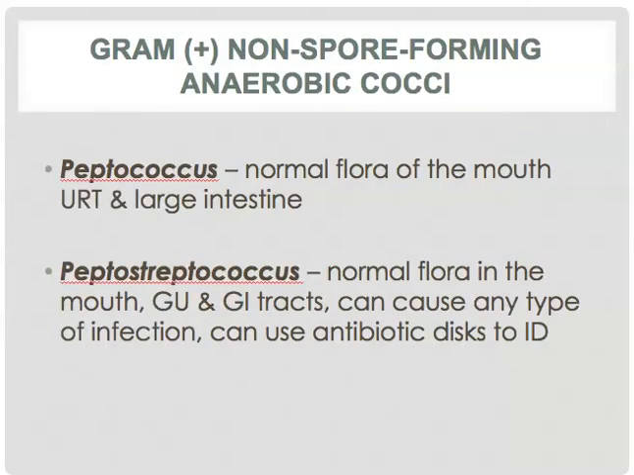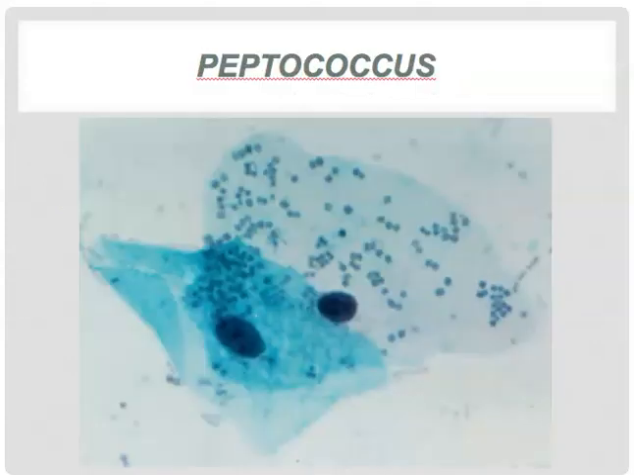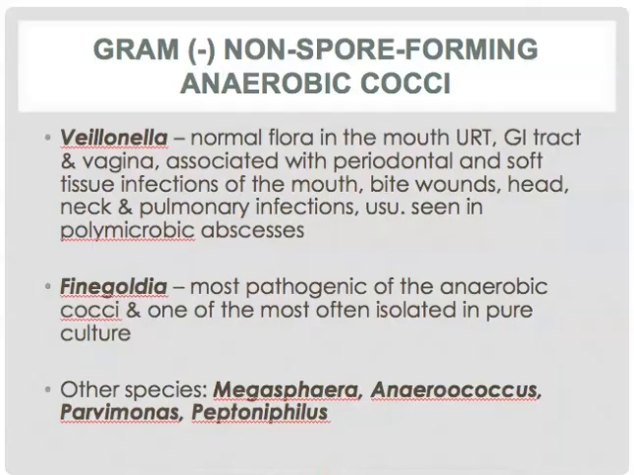Okay, gram-positive anaerobic cocci. We've got Peptococcus and Peptostreptococcus. Peptococcus is normal flora of the mouth, upper respiratory tract, and large intestine. Peptostreptococcus is normal flora in the mouth, genitourinary and GI tracts, and can cause any type of infection. You can use antibiotic discs for identification of this one, or you can just use one of those little anaerobe cartridge panels like I showed you a few slides ago. Here's what Peptococcus looks like. This is a squamous epithelial cell, and then you've got Peptococcus on the cell.